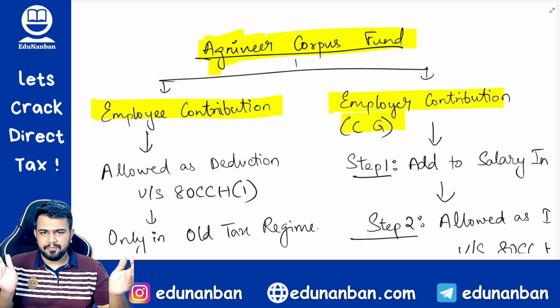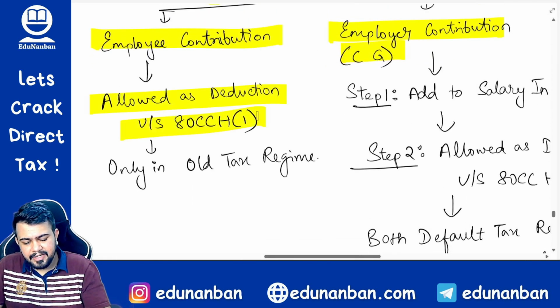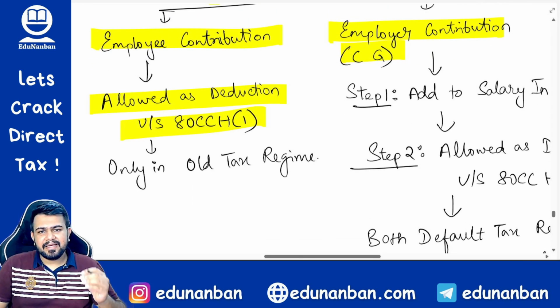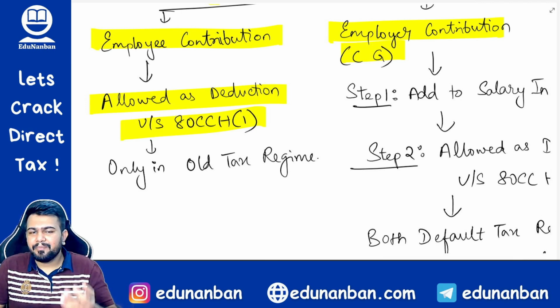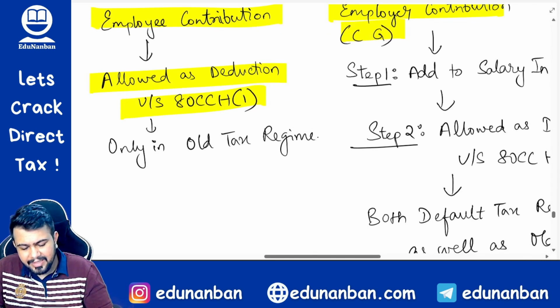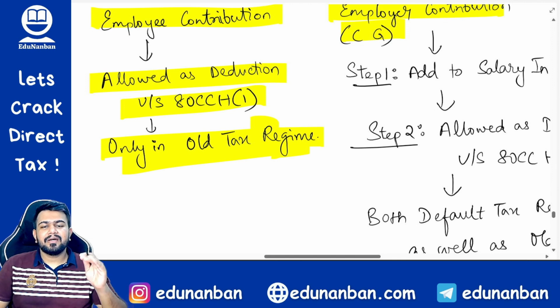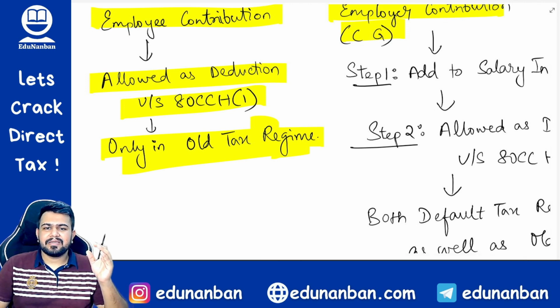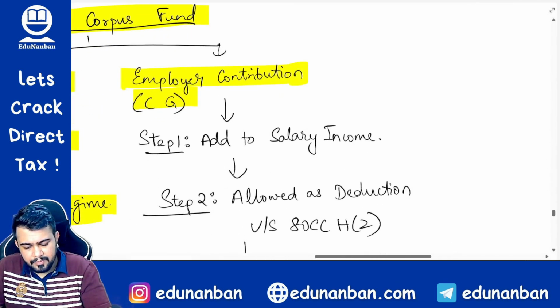30% of salary. Now, employee contribution is allowed as deduction under section 80CCH subsection 1. So under Chapter 6A deductions, you can claim the employee contribution as deduction, just like PF. However, this deduction is only allowed in the old tax regime. It is not allowed in the new or default tax regime under section 115BAC.